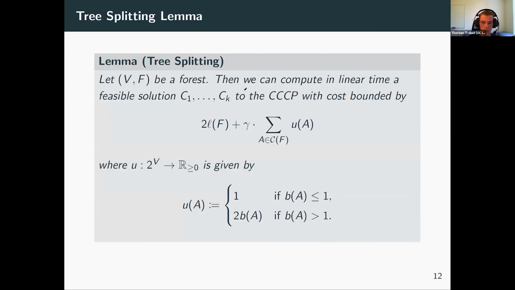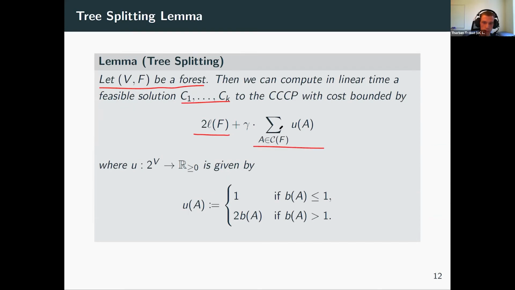Okay, now this gives you the following lemma. If you start with any forest, then you can compute in linear time a cycle cover solution, meaning a bunch of cycles that cover the whole graph and where the capacities are bounded. And the cost of this cycle cover is given again by the length plus gamma times the number of components. So the length is at most twice the length of the forest. And the number of components has this bound.